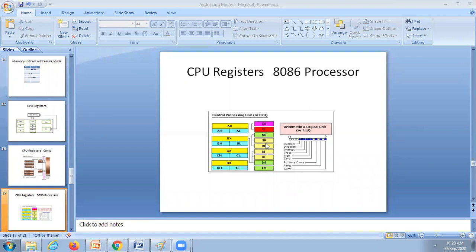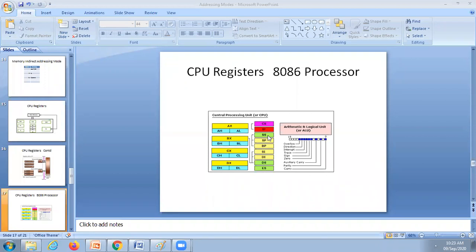Then when you come to the specific purpose registers, in 8086 there is a segmentation concept. Segmentation means the main memory is divided into segments. Segments means parts; segmentation means dividing into parts. Those parts are the code segment, which is meant to store the code. Similarly, the stack segment.